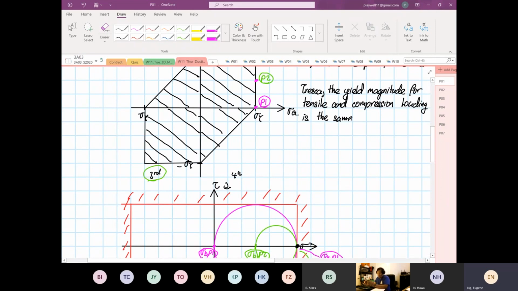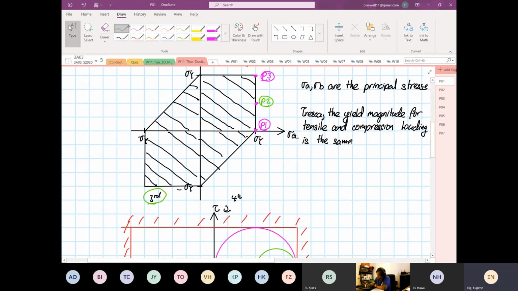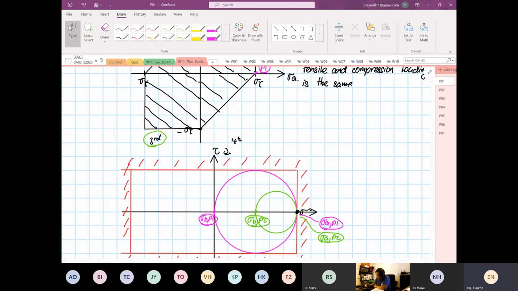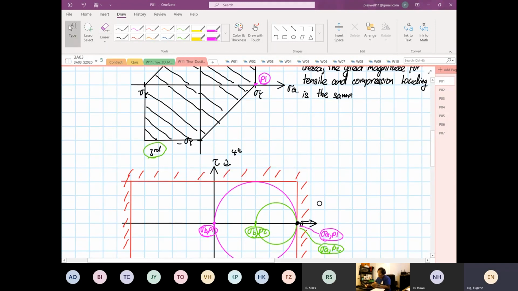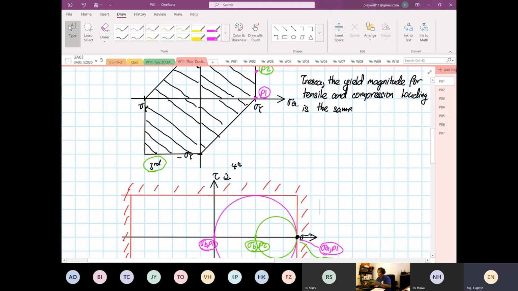So now you know the response of the operating bracket between the first and third quadrant, right? The first and the third. So the third quadrant is just everything in what? Everything in compression. So the diameter of the circle just keeps on reducing.